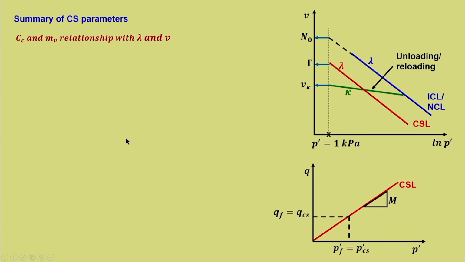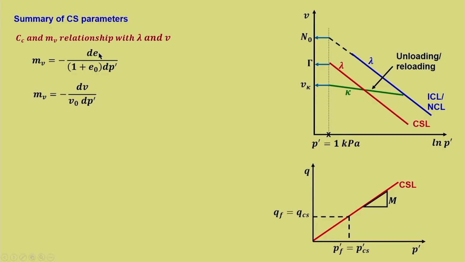So, Cc and Mv relationship with lambda and V, we will continue. We need to find out the expression for the relationship for Mv. So, Mv again from the basic definition we have minus dE upon 1 plus E naught, where E naught is the initial void ratio, upon dP dash.